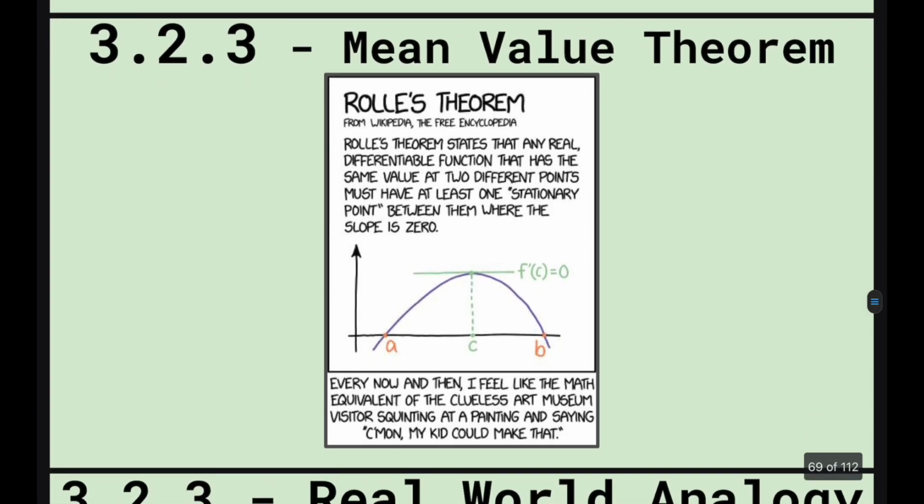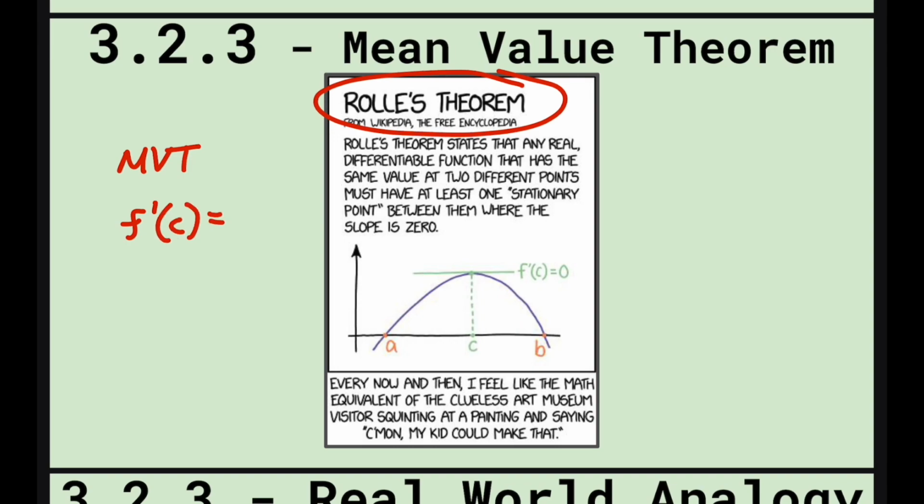Here is an XKCD comic that I thought was pretty funny. It says Rolle's theorem. Okay, Rolle's theorem is basically mean value theorem, only this time the slope, the instantaneous rate of change, is equal to 0. You can see it says it right here, actually. The slope of the endpoints from here to here is equal to 0. So it's basically saying if the slope of the endpoints is equal to 0, there has to be at least one point where the slope is equal to 0. So it's just mean value theorem, only in this case the derivative is equal to 0.